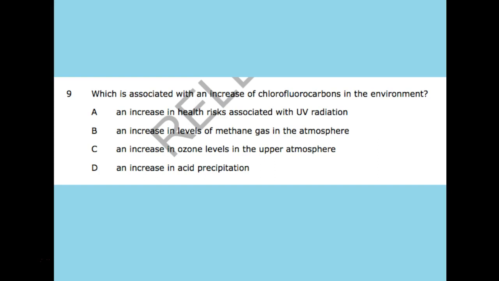Number 9, which is associated with the increase of chlorofluorocarbons in the environment. An increase in health risk associated with UV radiation. I wonder why. Because it's causing a hole in the ozone layer. So it's not going to be an increase of methane gas. That would basically be, methane gas is basically due to cows pooping and farting, honestly. An increase in ozone levels in the upper atmosphere is not going to cause more ozone to appear further up in the atmosphere. Increase in acid precipitation, no.